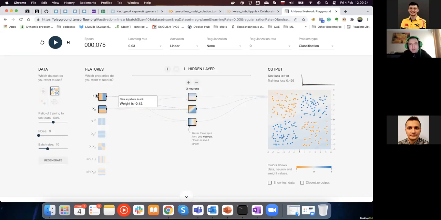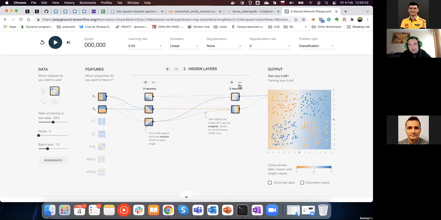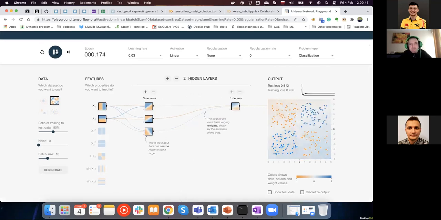At this very moment, we have one input layer and one hidden layer. What if we introduce a second hidden layer with, for instance, one neuron? Will it help? I'm afraid in this case, not really. Again, we have a problem. But let us think what else we could do here.